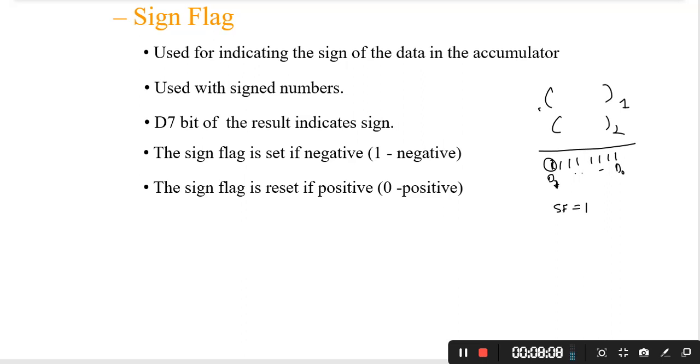So if it is 1, it means the result is negative. If this value is 0, then the sign flag will be 0. It means the result is positive.